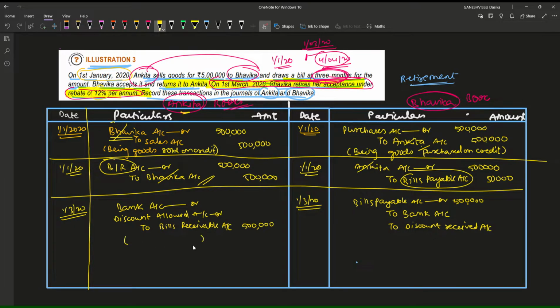Now let us calculate what is the amount of rebate. 5 lakhs into 12% rebate into 1 divided by 12. What is this 1 month? 1 divided by 12.